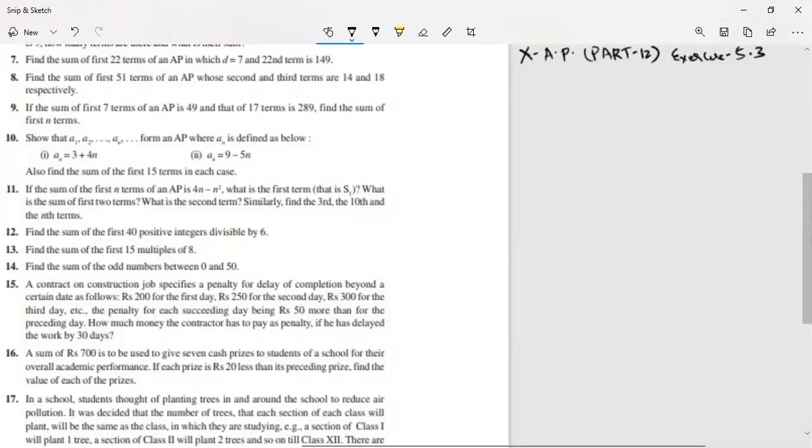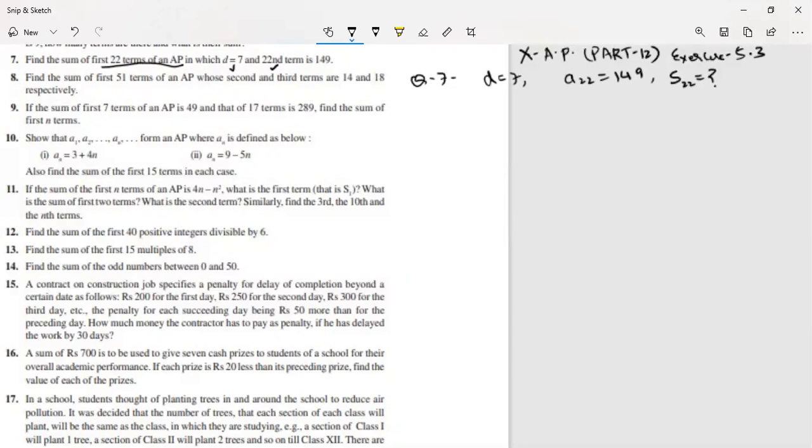Exercise 5.3, question number 7. Find the sum of 22 terms of an AP in which D is 7 and the 22nd term is 149. D is equal to 7 and the 22nd term, that means A22, is equal to 149. Find the sum of the first 22 terms.